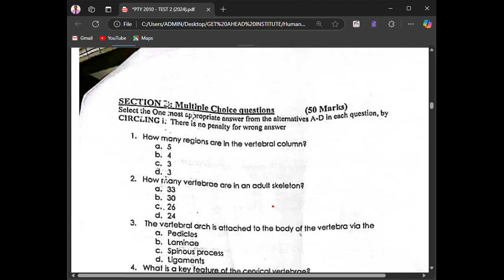Okay, so in this first class, we are going to begin a thorough review or revision of the 2024 Human Anatomy Test 2. We'll begin by looking at the multiple choice questions. I'm sure there are 50 of them. Today, if possible, we are going to consider 20 questions, then we call it a day.